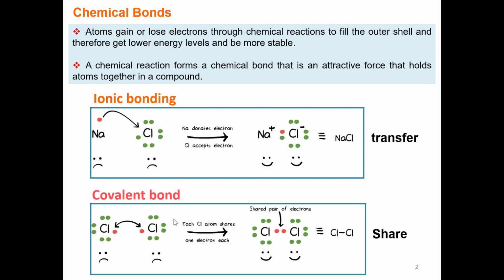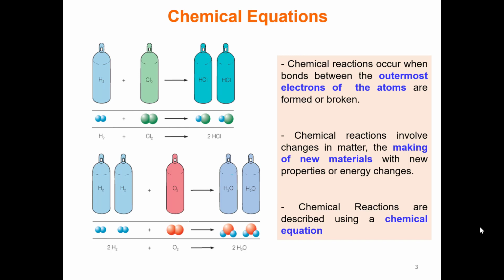In this case, we had chlorine, and they share one electron to form the chlorine molecule. To represent the chemical reactions, we use chemical equations. In the first example, the equation indicates that one molecule of hydrogen gas reacts with one molecule of chlorine gas to form two molecules of hydrogen chloride. In the second example, we can see two molecules of hydrogen gas react with one molecule of oxygen gas to form two molecules of water vapor.